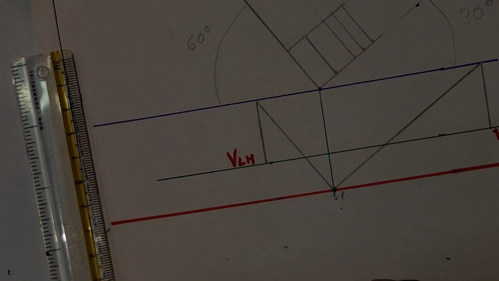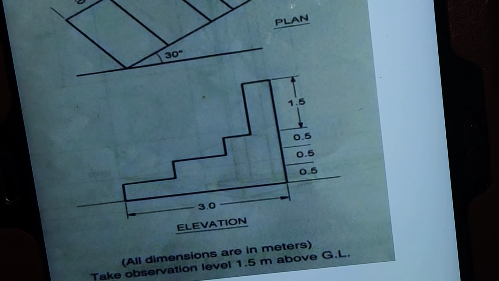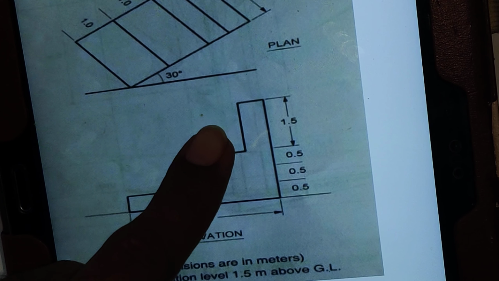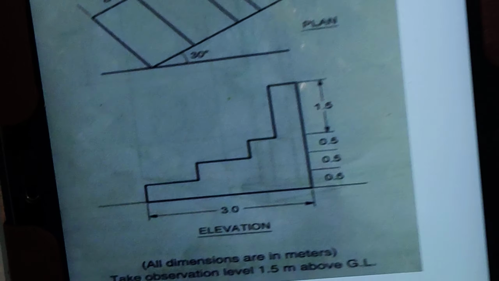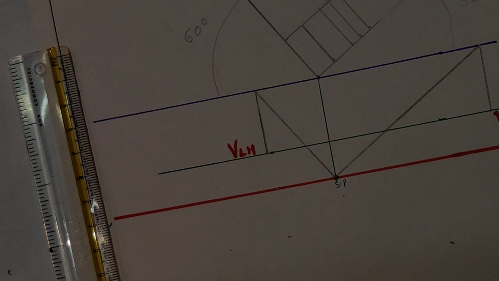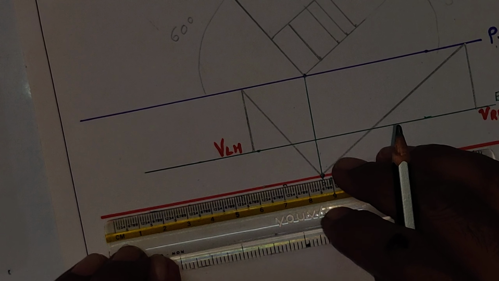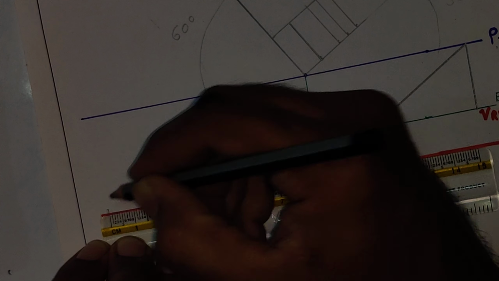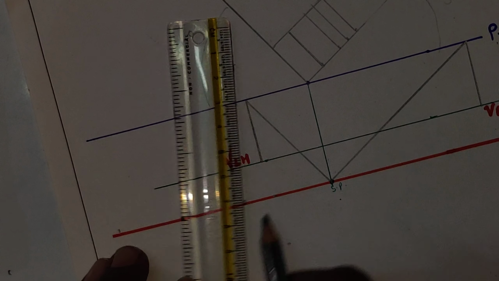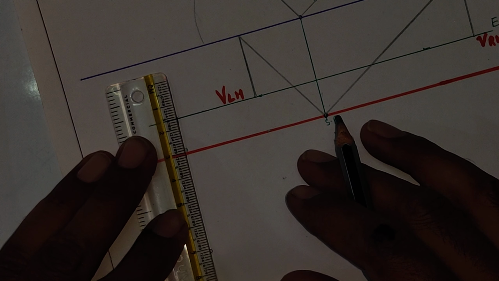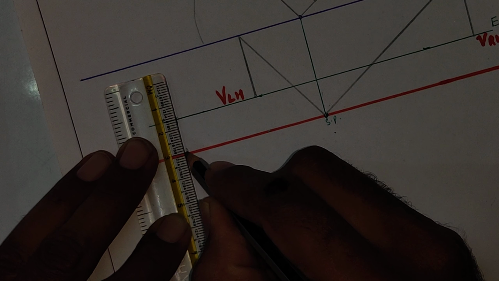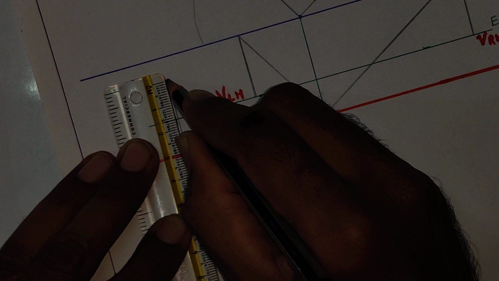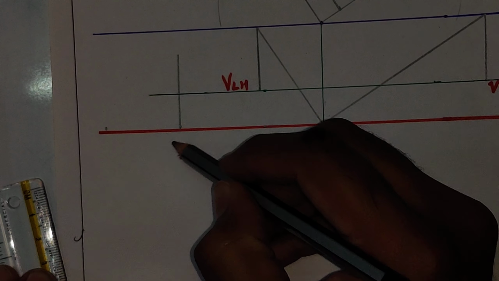So we'll construct our object, that is, the elevation is remaining. As you can see, this is the elevation, this length is 3 meter and the step heights you can see here: 0.5, 0.5, 0.5 and 1.5. So we'll construct this elevation here. The length is 3 meter. Always you have to construct that elevation on ground level. So this is 3 meter. This height is also 3 meter.